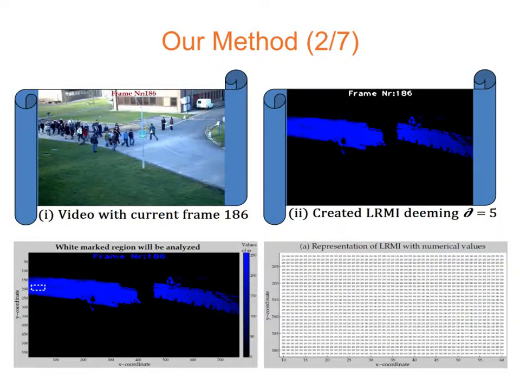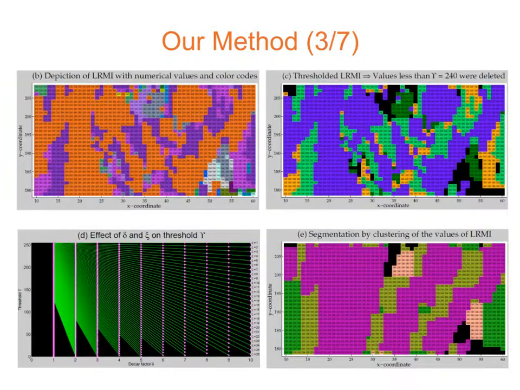Assume that the upper left figure hints a sample video of PETS 2012 dataset showing current frame number 186. Our aim is to find out the number of possible candidate regions from this frame automatically. The upper right figure represents the created LRMI. For simplicity, the white marked region in the lower left figure will be analyzed. The lower right figure displays the numerical values of the white marked region.